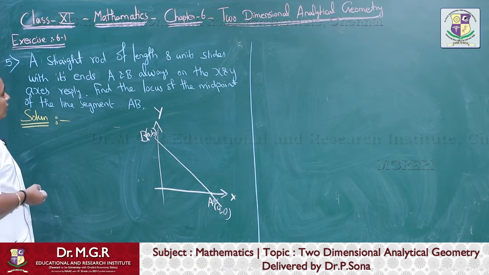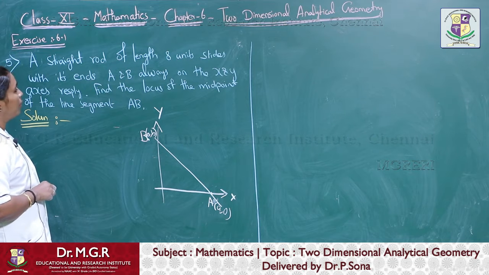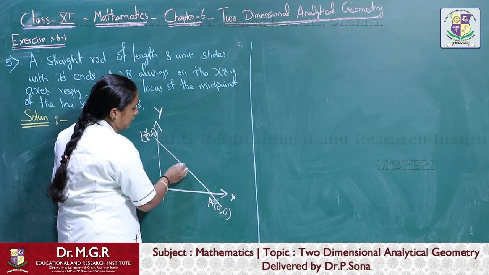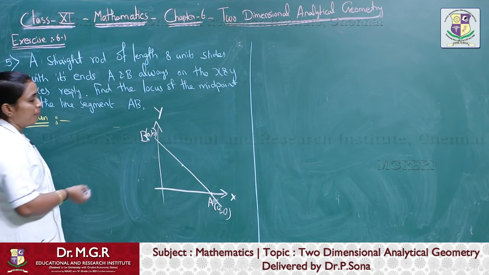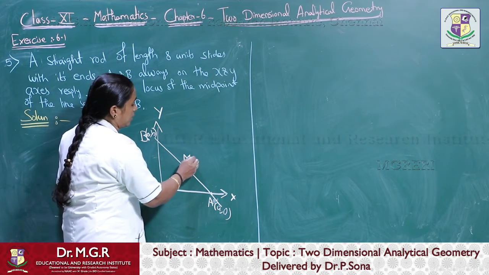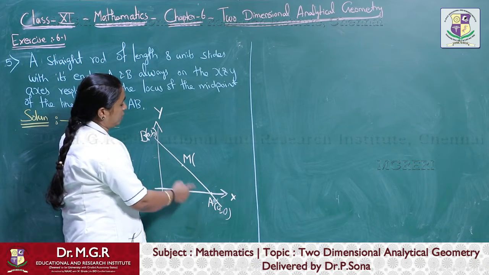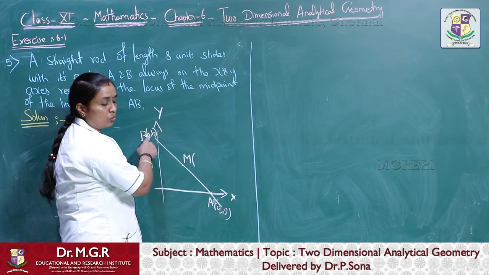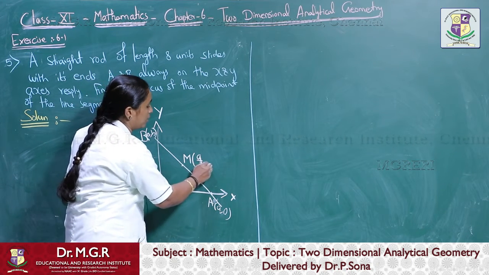So you see, it always lies on the x and y axis. Find the locus of the midpoint of the line segment AB. So they are asking the locus of the midpoint of the line segment AB. We can take this point as M, the midpoint. So how will you find the midpoint? Just add these two and divide by 2. So (a + 0)/2, (0 + b)/2. So (a/2, b/2).